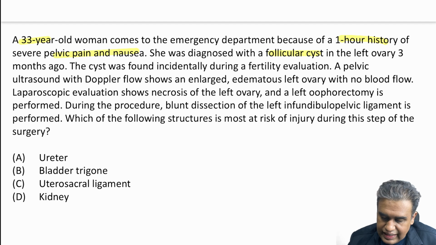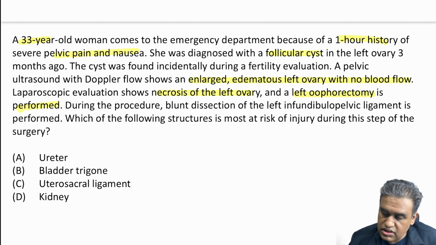Cyst was found incidentally during a fertility evaluation. A pelvic ultrasound and Doppler flow shows an enlarged edematous left ovary with no blood flow. Now there's some obstruction to the artery. This is an enlarged ovary with no blood flow. Lab evaluation shows necrosis of the left ovary and left oophorectomy is performed. Now the organ has died.